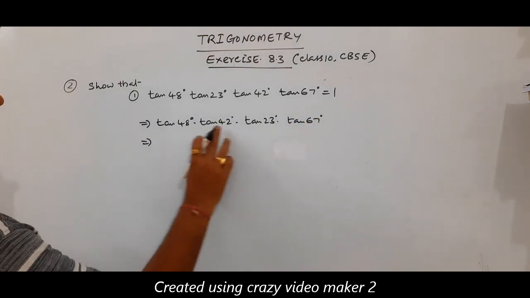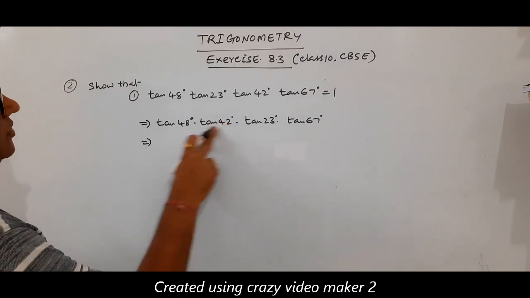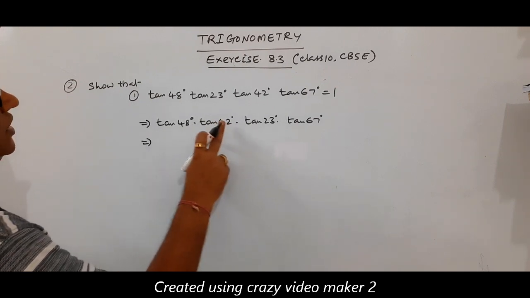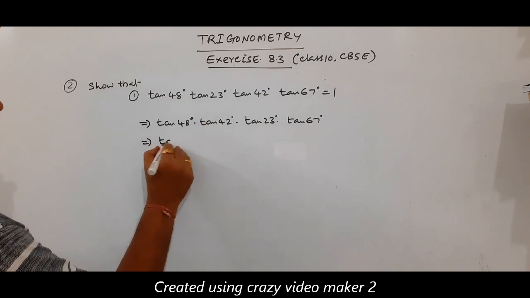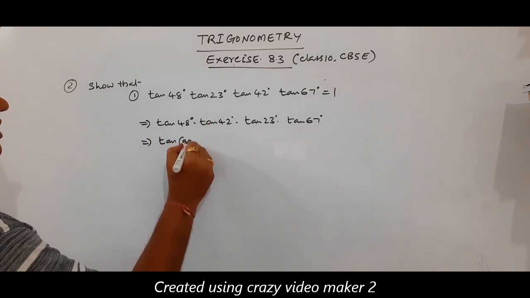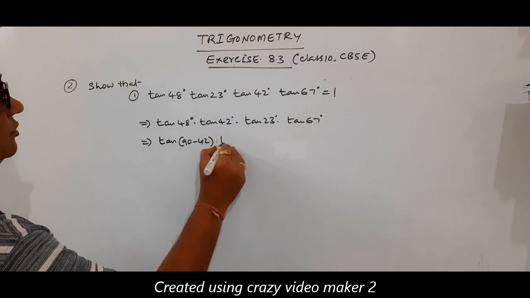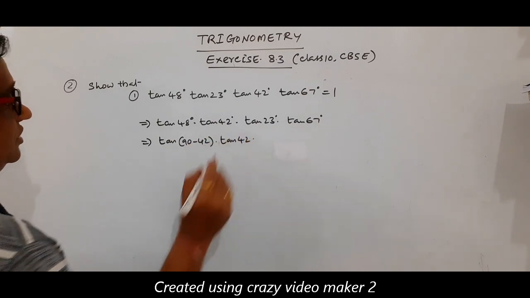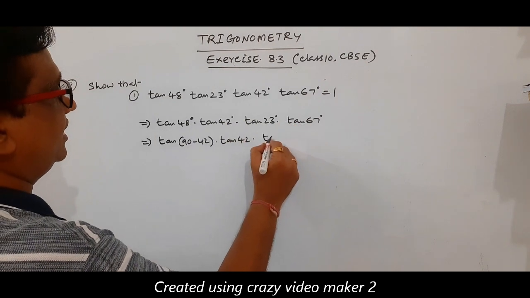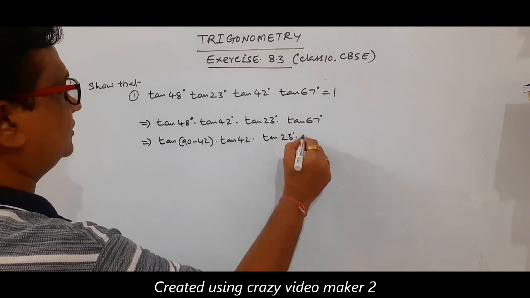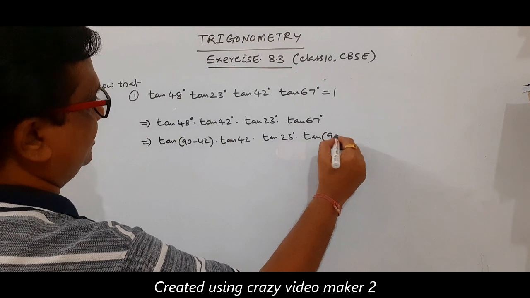So you rewrite any one: if this is A, then this is 90 minus A. So you rechange these two. So tan(90 minus 42) into tan 42. Either one only you are going to change. Here also tan 23 degrees into tan(90 minus 23).